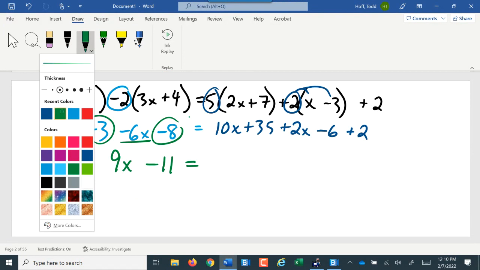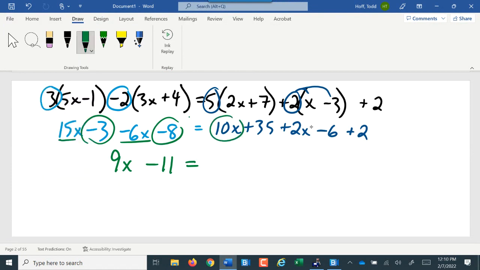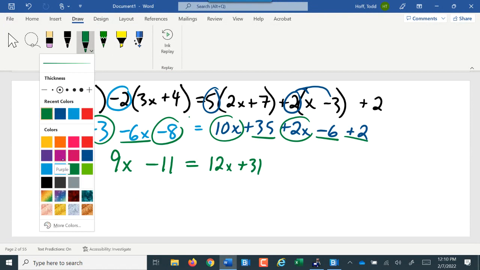So there's still more to combine on the right. We have 10x and 2x make 12x. 35 and negative 6 make 29. And then combine that with the 2 is a positive 31. Now we are ready to go ahead and start solving. Sorry, not solving. We get the variable to one side.